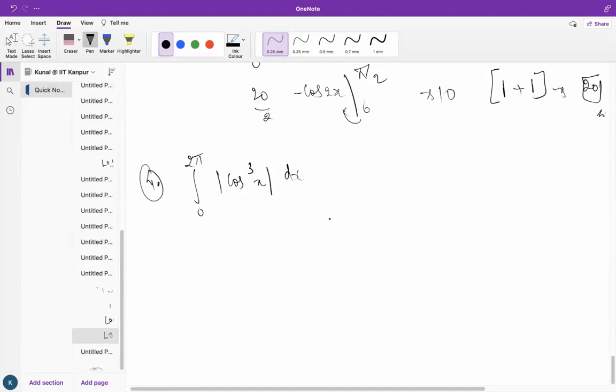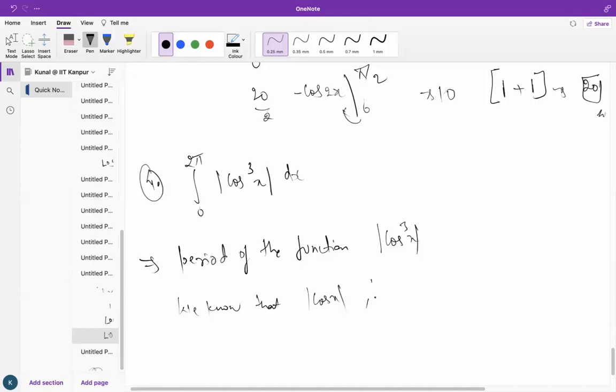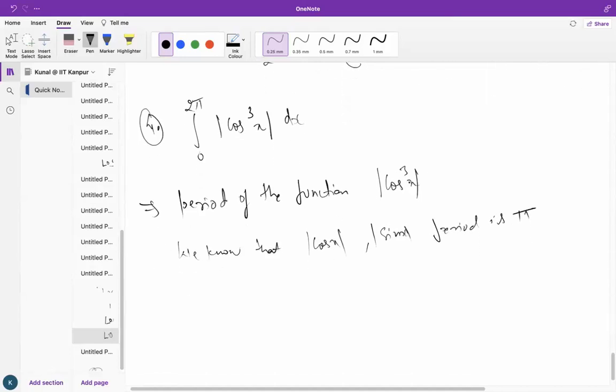So let me write here one thing. Now let's move on to the period of the function. What is our function? Our function is nothing but |cos³x|. And we know that the period of |cos x| and |sin x| is nothing but π. So here we also get that the period of the function |cos³x| is π. Okay, so we know the value of T now, right?